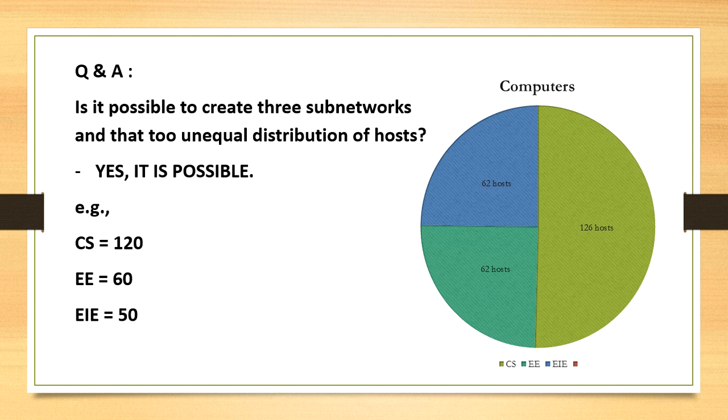Like, for example, in an engineering college, let's assume that in the computer science department they have a total of 120 students, and they need 120 computers, and for the electrical department they have 60 students, so they need 60 computers, and EIE, that is electronics and instrumentation department, they have a total of 50 students. That means they require 50 computers.